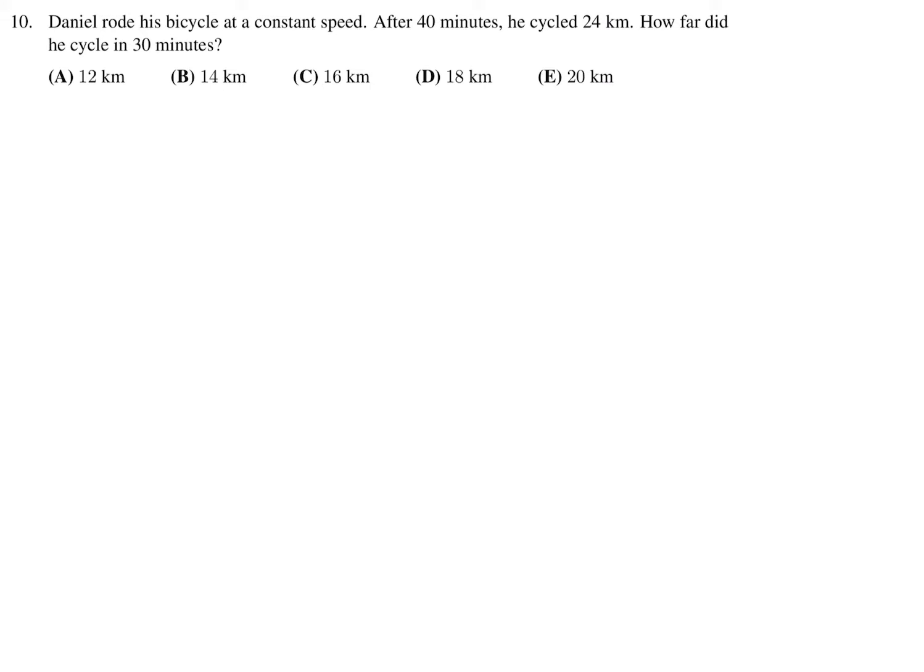Daniel rode his bicycle at a constant speed. After 40 minutes, he cycled 24 kilometers. How far did he cycle in 30 minutes? So 40 minutes, he cycles 24 kilometers. And since the speed is constant, the ratio will be the same for any other value. So we now want 30 minutes, and we want a certain number of kilometers, and we don't know.